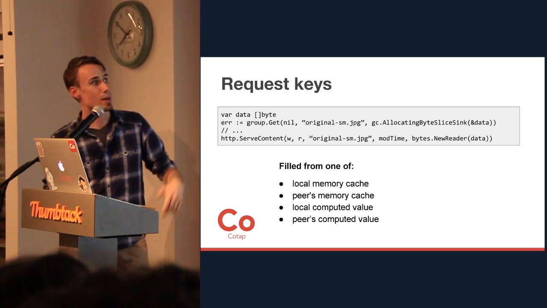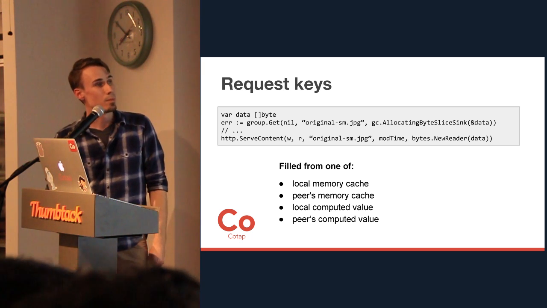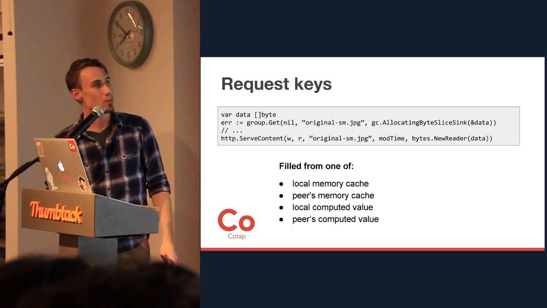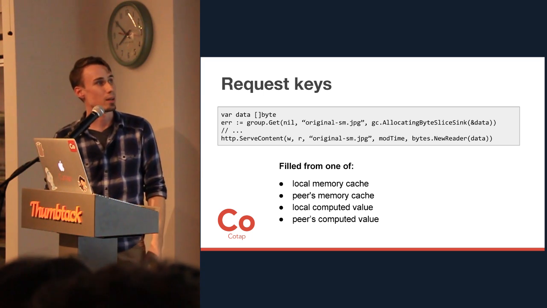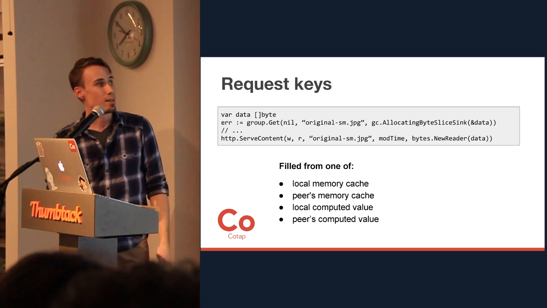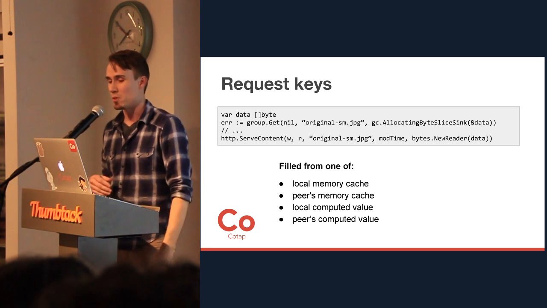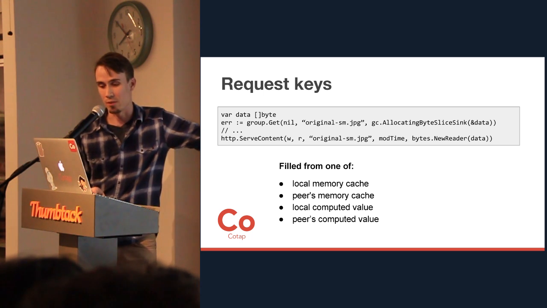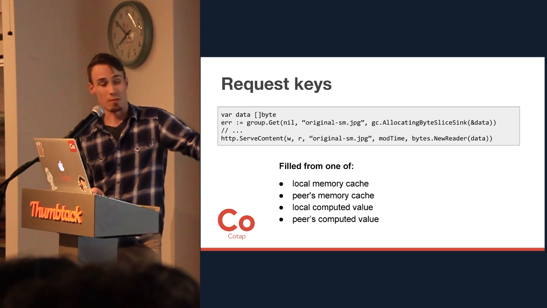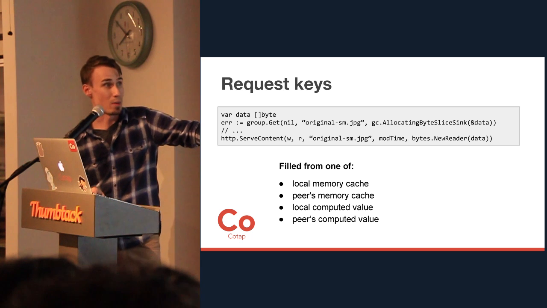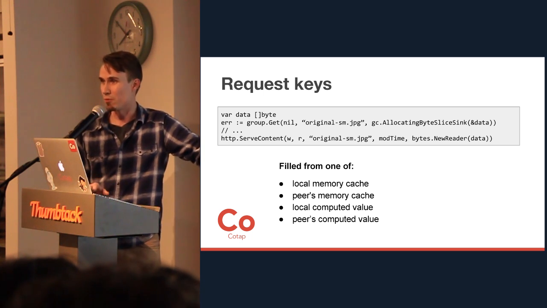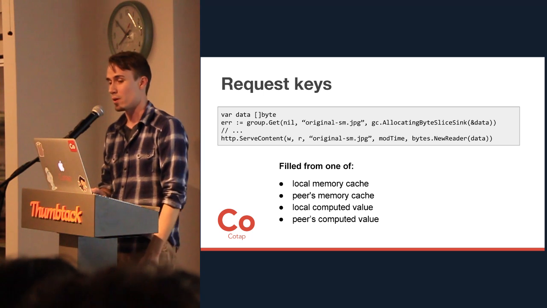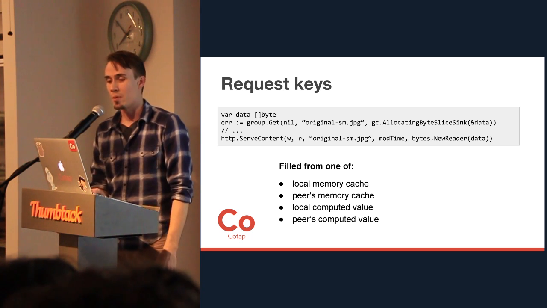So that's kind of an example of how you might request data. And here, simply passing a pointer to a byte slice, it allocates, passes you back the data, and then you can do something with it. Most likely you're going to serve it to clients requesting that data. And again, it'll be filled from either local memory, if it's in hot cache, or maybe your current node is the primary for that key, or it might get it from a peer cache or computed either locally or on a peer. So here's how we use Groupcache for media.